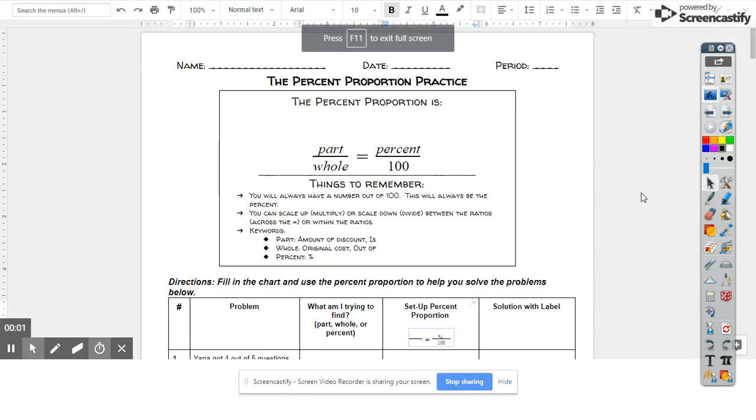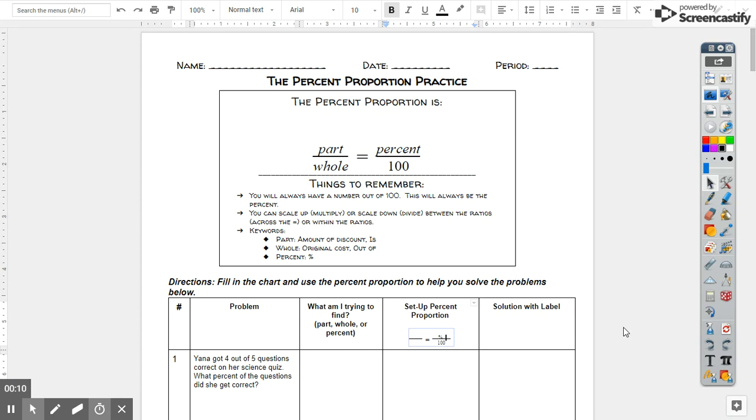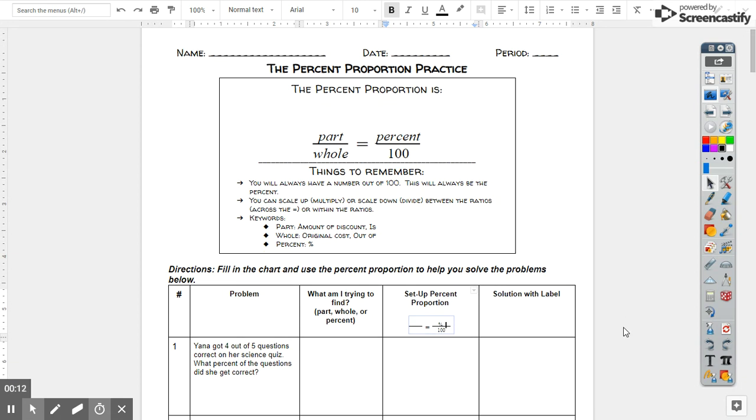Go ahead and look at this problem. We have a worksheet called the percent proportion practice. As we look at this, we have just a reminder of our percents and proportions. A percent proportion or percent ratio is always set up as a part over a whole, and that's equal to the percent part over the percent whole.